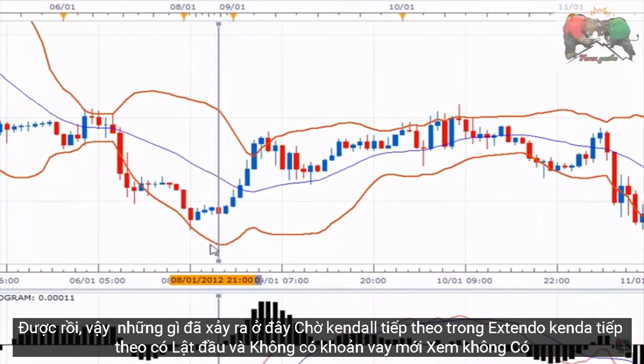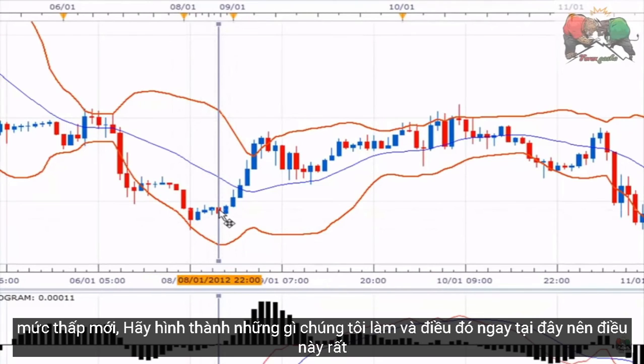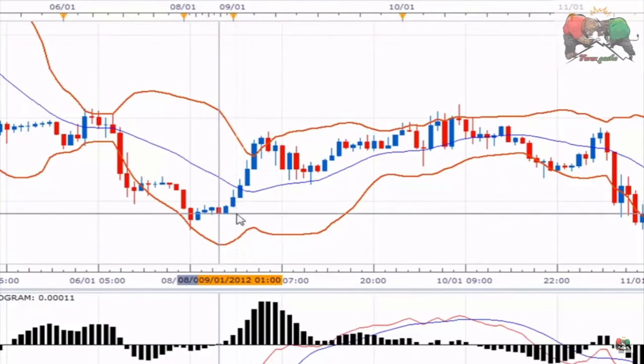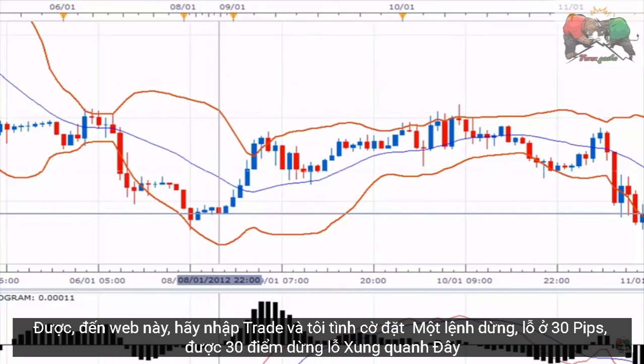Can you see it flipped up? And there's no new low. Can you see? There's no new low formed. What we do, we enter a trade here. So this is where we enter a trade.